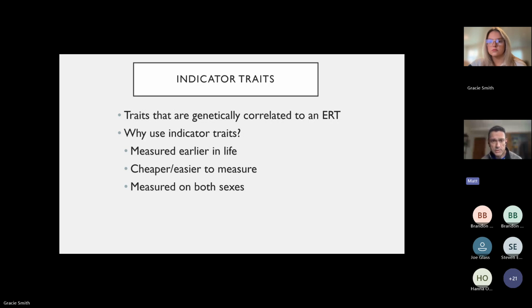Well, in a lot of cases, indicator traits can be measured earlier in life. So that's beneficial to get data earlier. They may be cheaper or easier to measure, and things that can be measured on both sexes. So those are kind of traditional buckets that an indicator trait would fall into, and they can be very useful when the thing we're really wishing to change might be expensive or doesn't manifest until much later in the animal's life. Next slide.